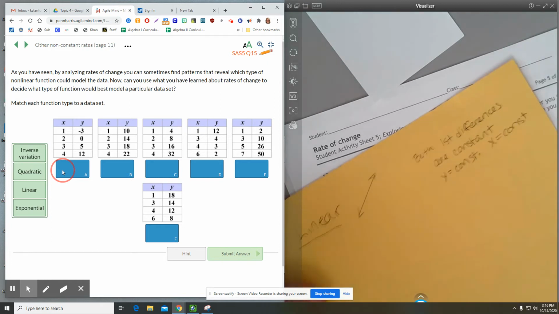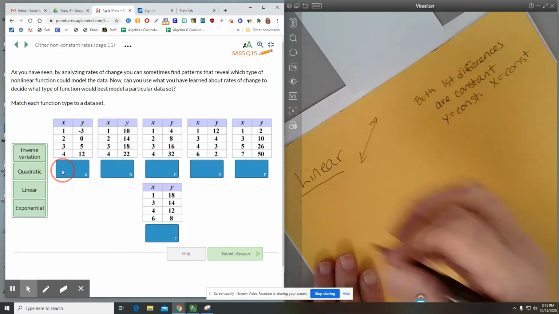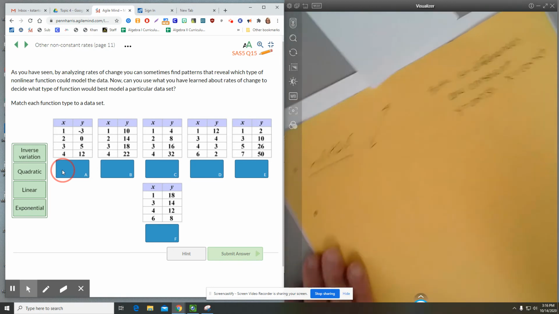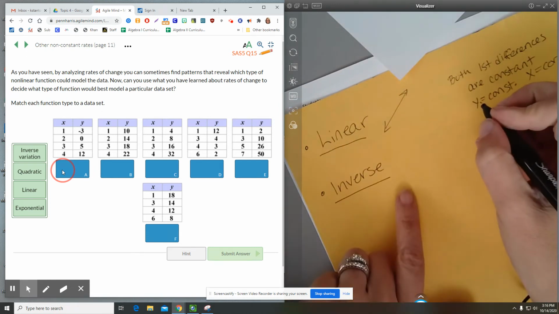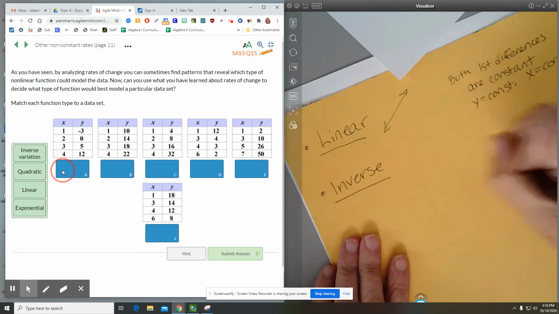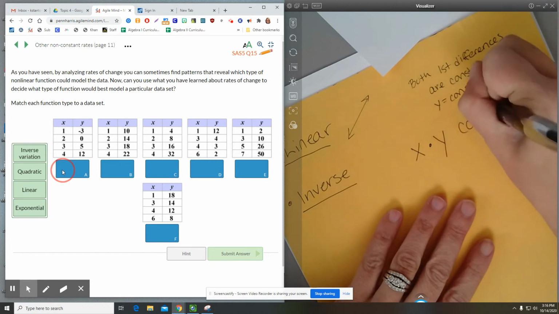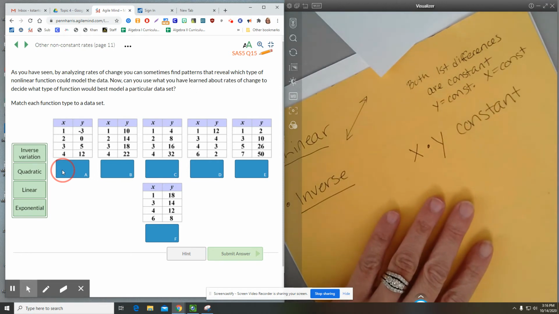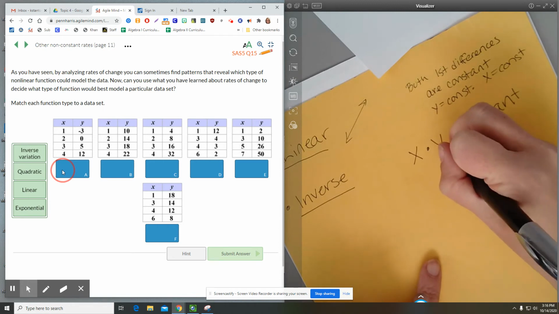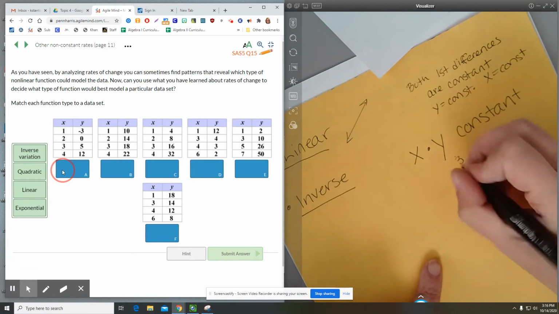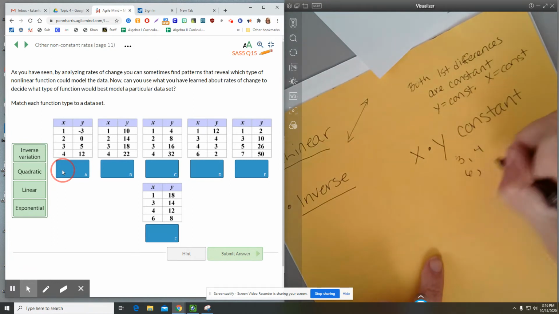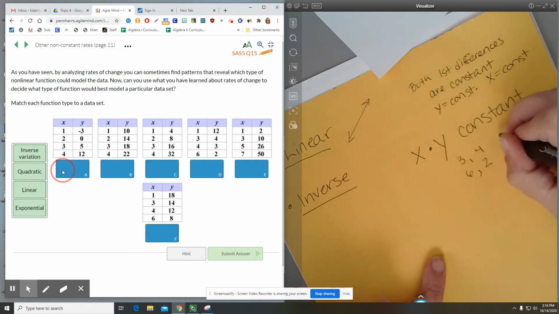The next thing we talked about was inverse, in which we said our x times our y's are constant. So if I had the point 3 comma 4 in a table, which equals 12, my next point, if I had a 6 here, it would be a 2. They both have to equal 12. 3 times 4 equals 12. 6 times 2 equals 12.